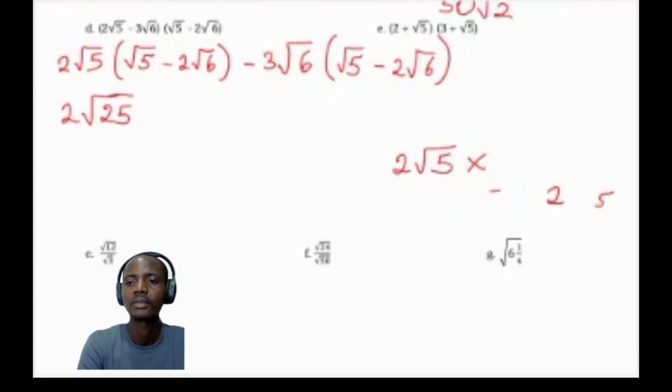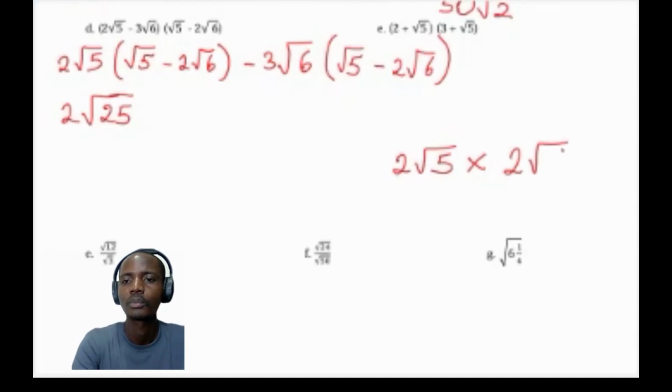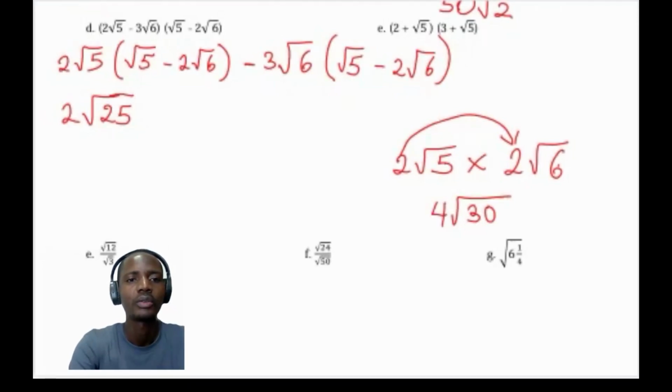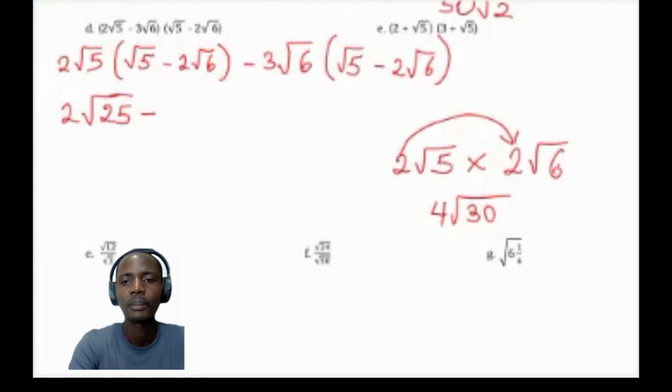2 root 5 multiplying 2 root 6. Remember, it's 2 times 2, that is 4 root 5 times 6, that is 30. Right? So I have 2 root 5 times minus 2 root 6. That will be minus 4 root 30.